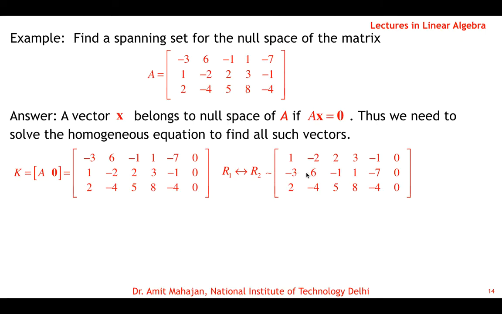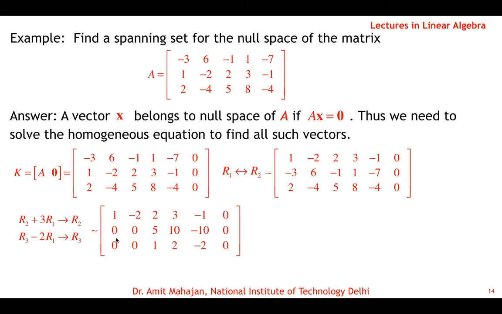Okay, now with this leading element at the 1,1 position, we have to make the elements below it 0. So apply row 2 plus 3 times row 1 on row 2, and row 3 minus 2 times row 1 on row 3. Okay, so with these two operations we can make these two elements 0, and the corresponding elements will change. Now in the second row this becomes our leading element, so we have to make this 0.